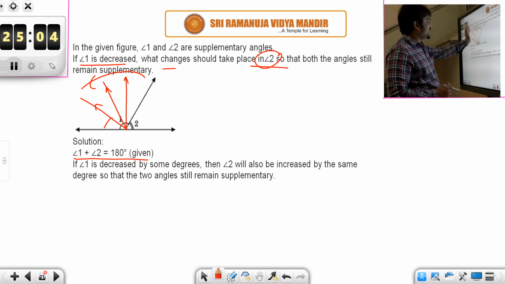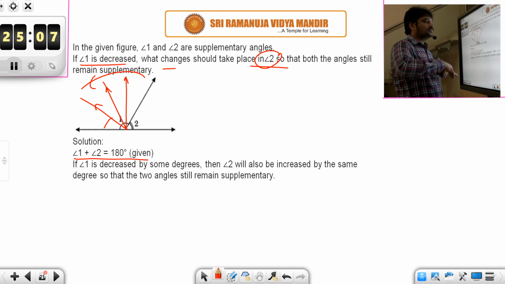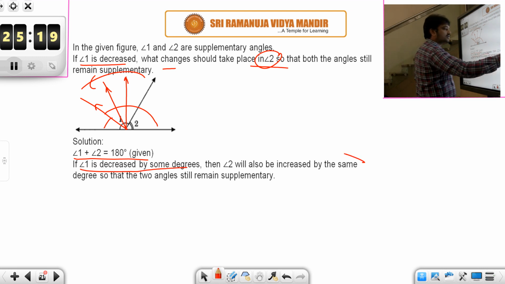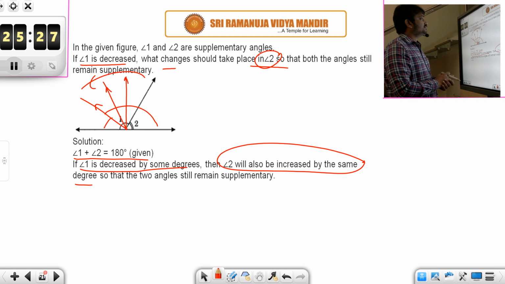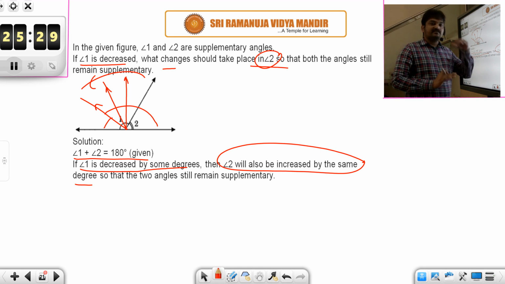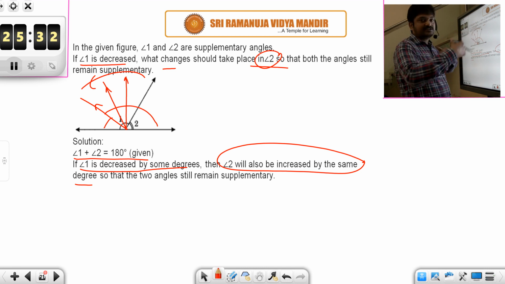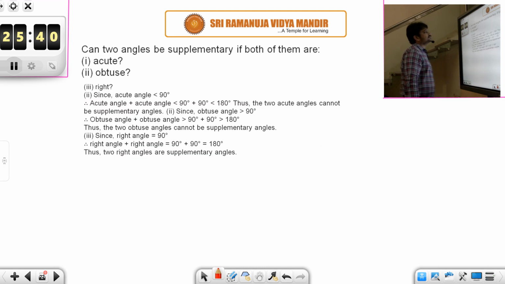Obviously, you could see that if 1 is decreased, then 2 will also be increased by the same amount. So if 1 is decreased by some degrees, then 2 will also be increased by the same degree, so that the two angles will always remain supplementary. So whenever 1 decreases by some amount, 2 obviously should increase by the same amount. So 1 and 2 will always remain supplementary.